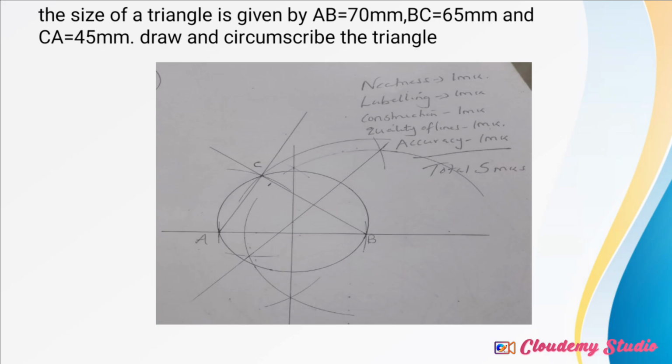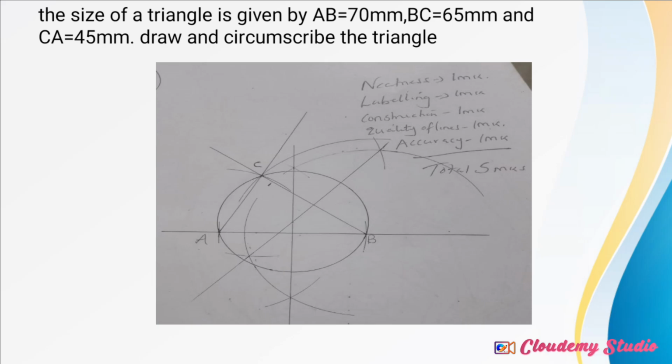Then to get point C, you have to use BC and CA, whereby BC is equal to 65 millimeters, which is the same as 6.5 centimeters, and CA is 45 millimeters. So the two arcs will intersect at point C. That will be the third point. The final step is you join points A, B, and C to form the triangle.